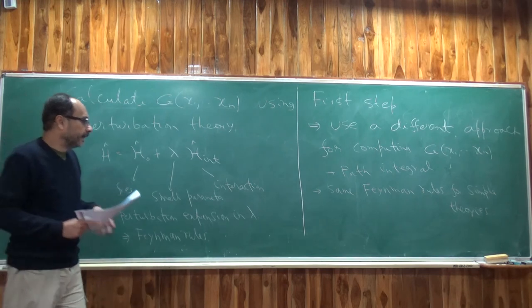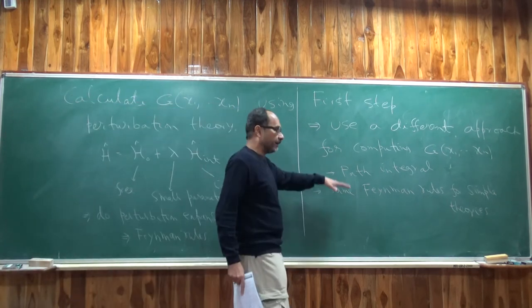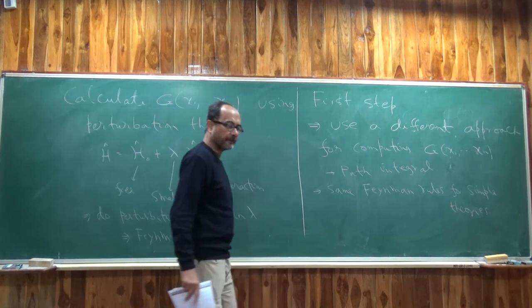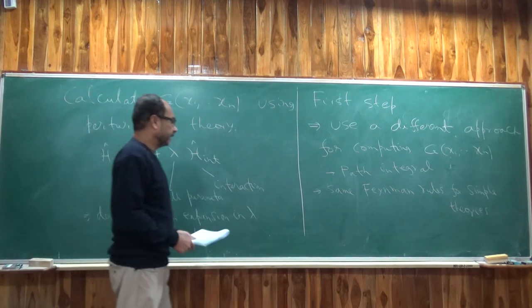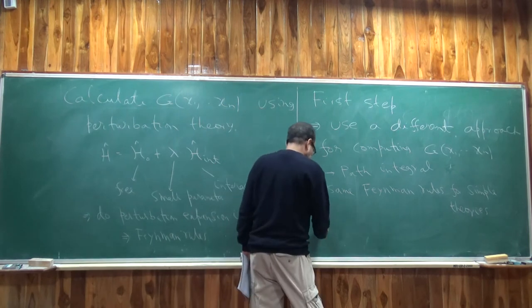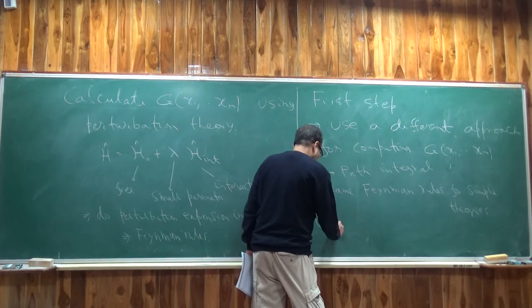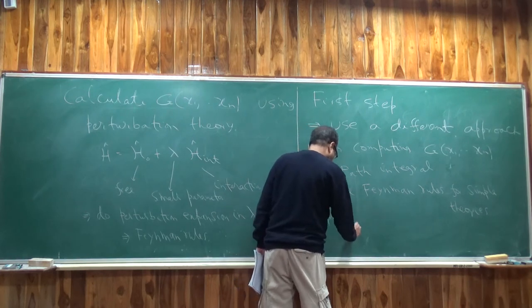Nevertheless, there are several advantages of this approach here using path integral. The first advantage is that it gives a manifestly Lorentz covariant formulation.